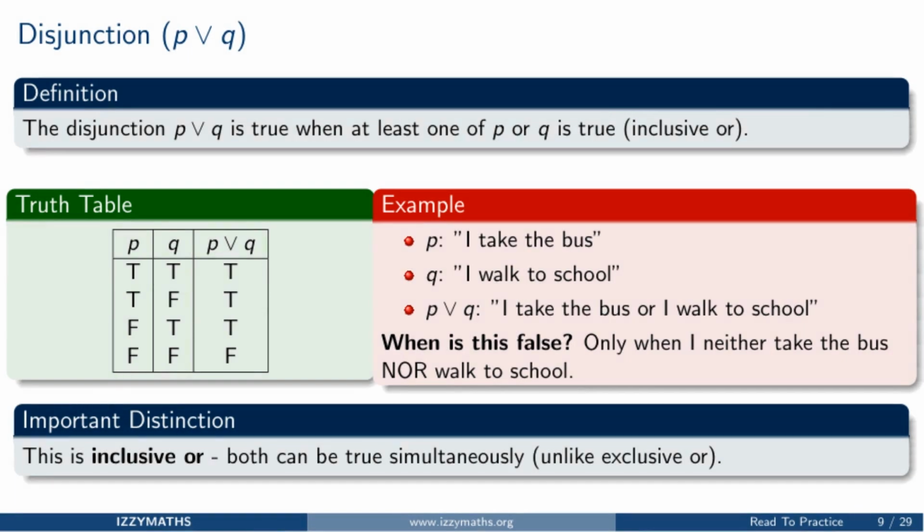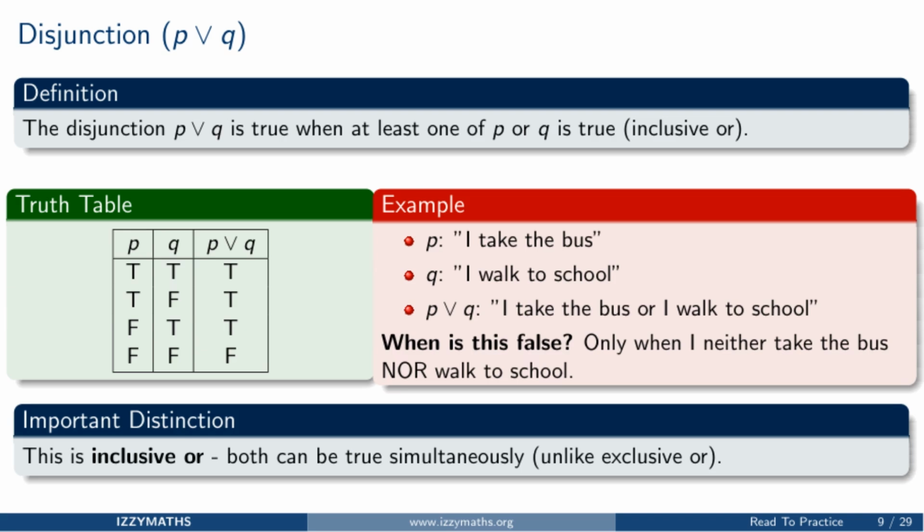Disjunction represents the logical or. The disjunction P or Q is true when at least one of P or Q is true. This is inclusive or, meaning both can be true simultaneously. Looking at the truth table, P or Q is true in the first 3 rows where at least one proposition is true, and false only when both P and Q are false.